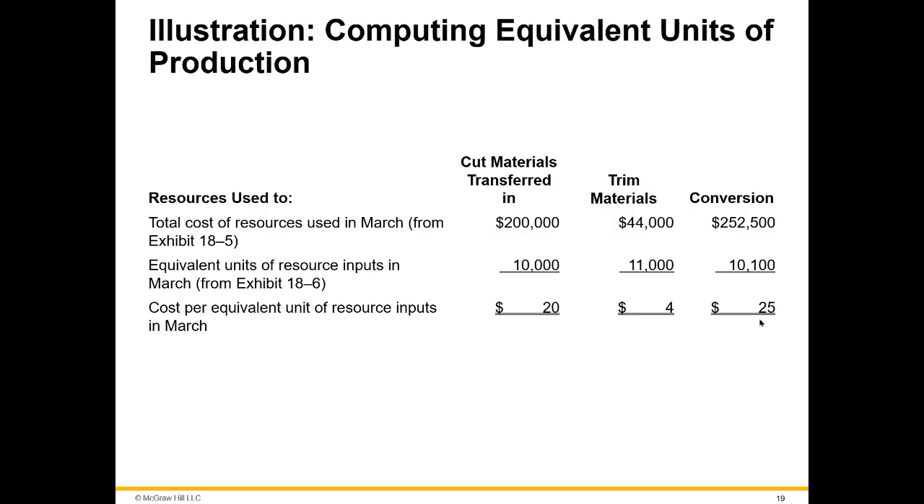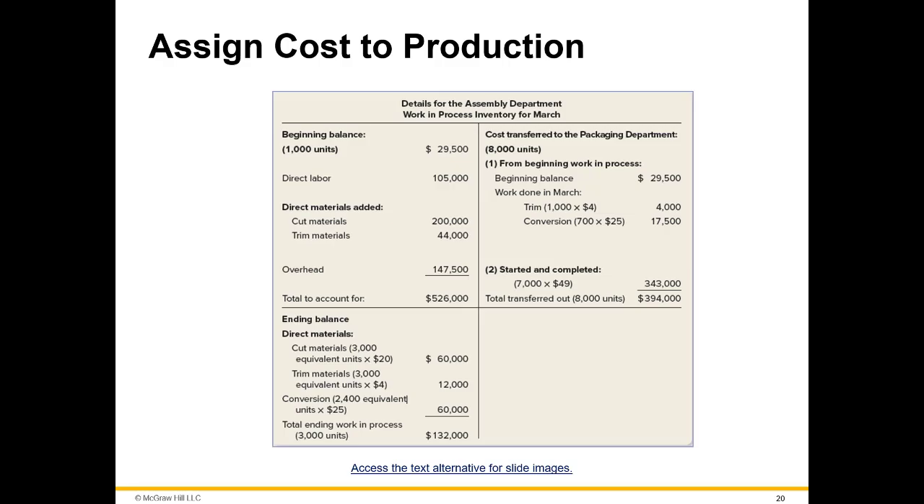Okay, so we're computing the equivalent units of production. Here are the details for the assembly department during this period. For the assembly department, we start with 29,500 for the 1,000 units. We add labor, we add additional materials. This is for the cut materials and for the trim materials, and overhead of 147,500. So total to account for 526,000.